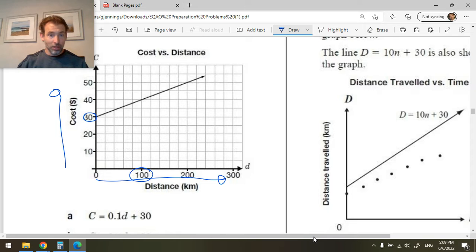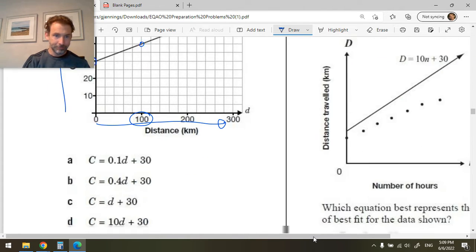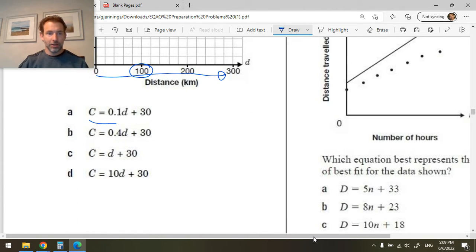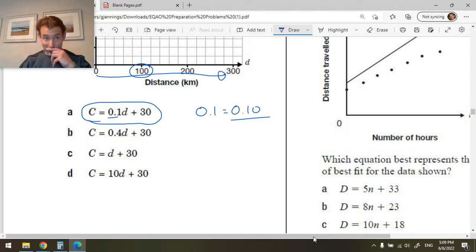After 100 kilometers, the price has gone up to 40. So 100 kilometers, an increase of $10. So this is telling me it costs a dime per kilometer. There it is there, a dime per kilometer. But that's not 0.1 dollars written as a dime; a dime is 10 cents. Yeah, 0.1 equals 0.10. Okay, this is a dime. So that's how I would do that one.